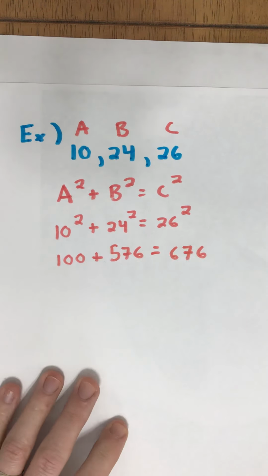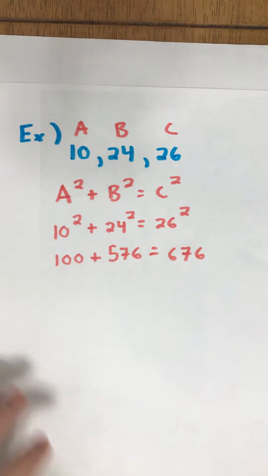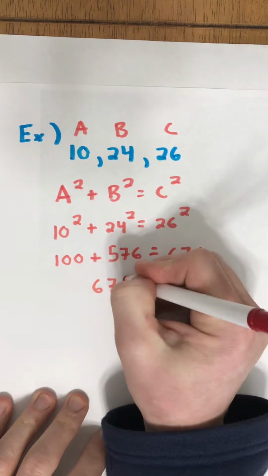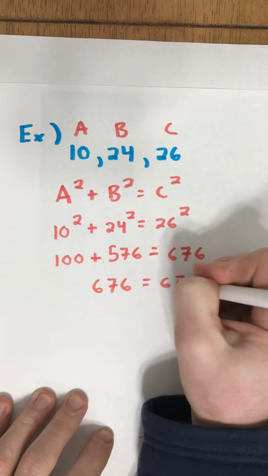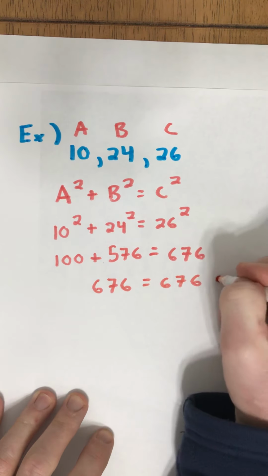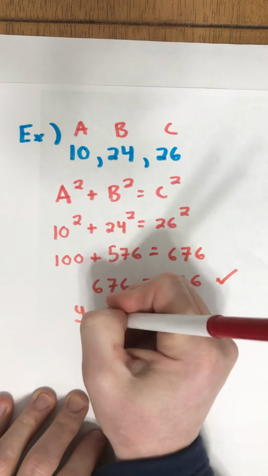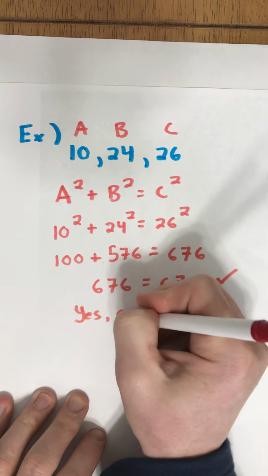And 26 squared should give me 676. Now I'm going to see if I add these two numbers up, do I get 676? I do, in fact. So I have 676 equals 676. Because these two are equal, that means again that yes, I have a right triangle.